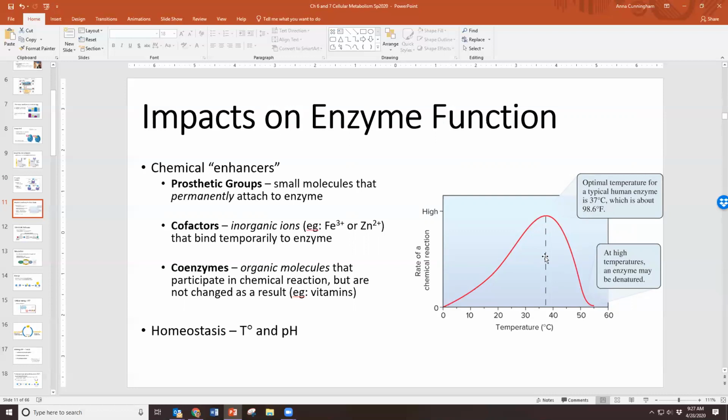We also can have cofactors. This is molecules like iron or zinc. A lot of times these are metals. Magnesium is another example. And these bind temporarily to an enzyme, allowing it to function better. There are several enzymes that will not function if you don't have these ions present. And in fact, there are several bacteria whose enzymes won't function if they don't have certain inorganic ions present.